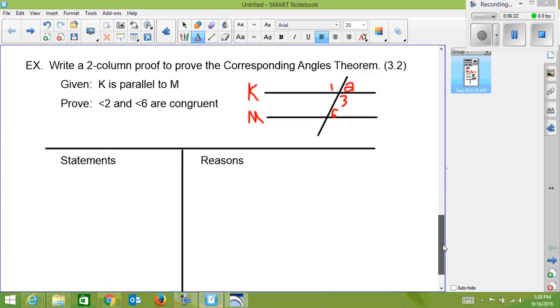So then the last thing here is we're going to do a proof using this information right here. And we want to prove the corresponding angles theorem, why it works, that theorem 3.2 that we just went over. So if they give us the information that K is parallel to M right here, K and M are parallel, and this is my transversal, and then I plugged some of this stuff in here, I want to prove that angles 2 and angle 6, which are corresponding angles, are congruent. Okay, so I need to work my way through there to try to figure this out.